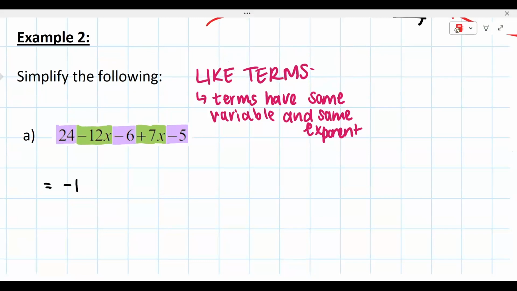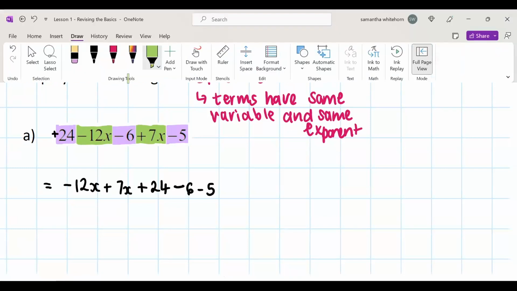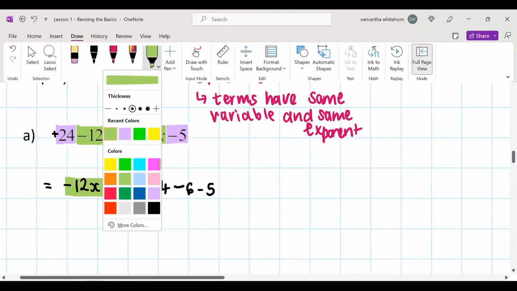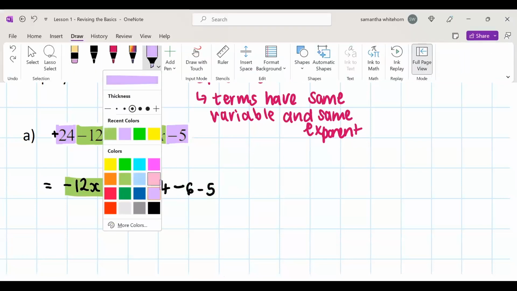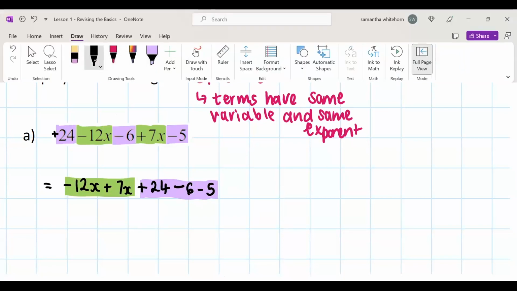So if I group my x terms, -12x plus 7x, and then I group my constants, plus 24. Remember, 24 does have a plus in front of it, we just don't write it. -6, -5. So all I've done here is group the like terms together. Personally, I don't do that, but I know some people like to, and it's absolutely fine if you'd like to. As you gain more confidence with expressions and simplifying them, you won't need to.